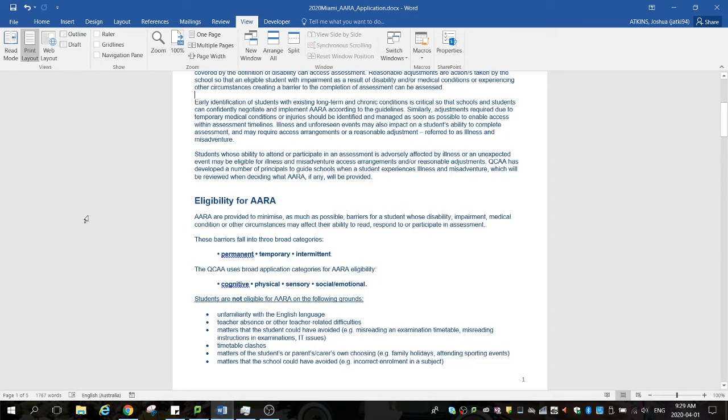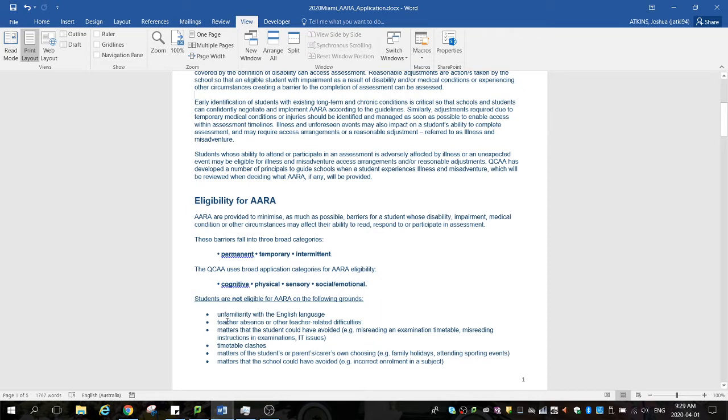Eligibility for AARA. There are essentially three broad categories, being permanent, temporary and intermittent, and then a further four categories are broken up into cognitive, physical, sensory, social and emotional. You don't need to know which particular categories your AARA might fall under. This is a discussion that we will have.